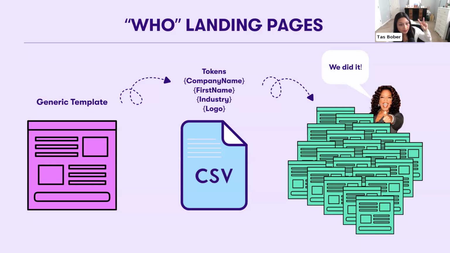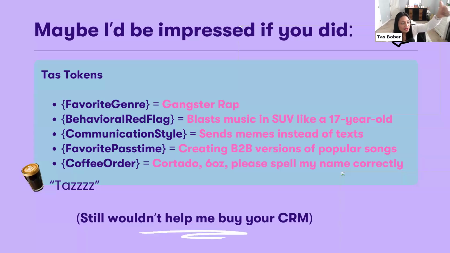Generic template, ABM template, tokens in an Excel sheet: company name, first name, industry, logo, some other stuff I'd put on there. And then Oprah's over there saying, we did it. We scaled, right? And it could work.